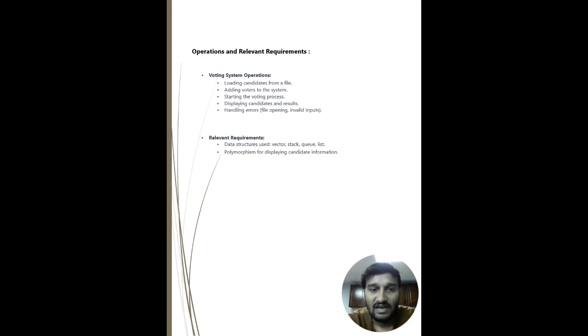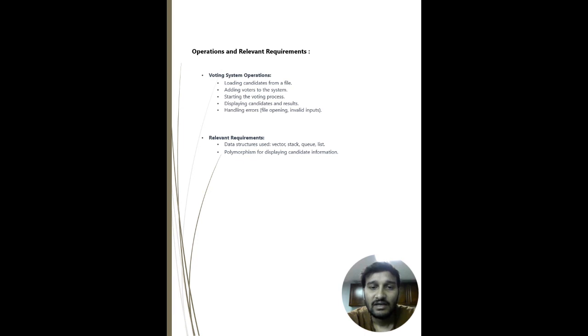Next is starting the voting process. We have the class voting system. We have the start voting method, which begins the voting process by moving voters from the stack to a queue. This takes voters from the stack and puts them in a queue, indicating they are in line to vote.